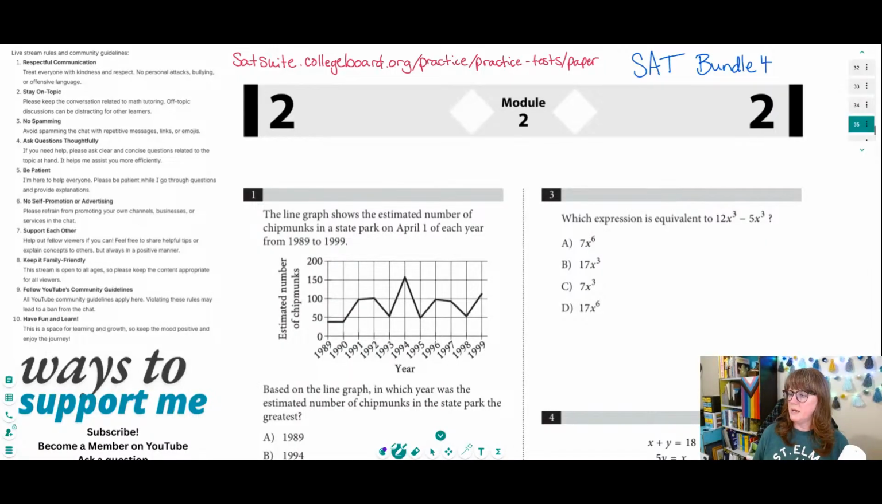Let's go ahead and get into our SAT prep. And again, this is from College Board. You can go, links are in the description. This is SAT Bundle 4. It'll be in the printable section of the collegeboard.org website. And we are working through Module 2. And I've got 2 pages for us. So let's get into that.